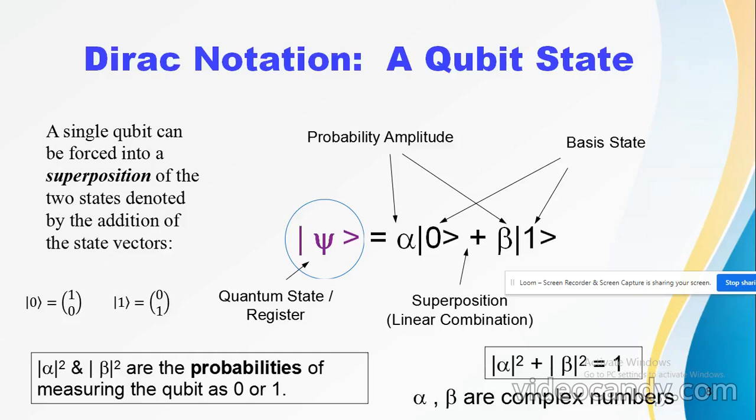Here is the breakdown. The vertical bar is pronounced as ket, and we have the Greek letter psi. And the next, the angle bracket is part of ket notation, but it is not pronounced separately. So the entire symbol is pronounced as ket psi. And this is called the Dirac notation or the bracket notation.